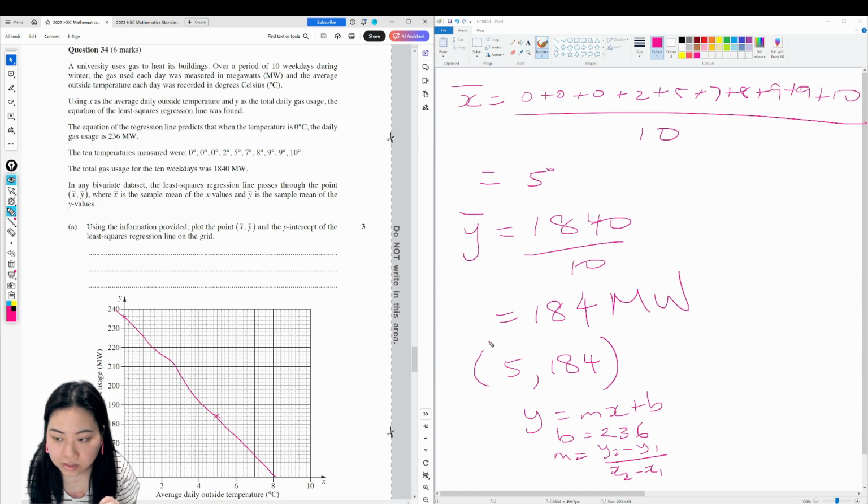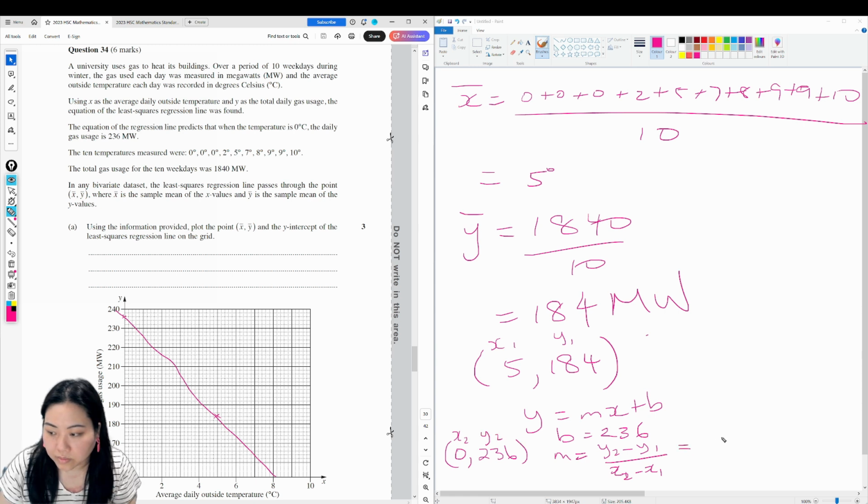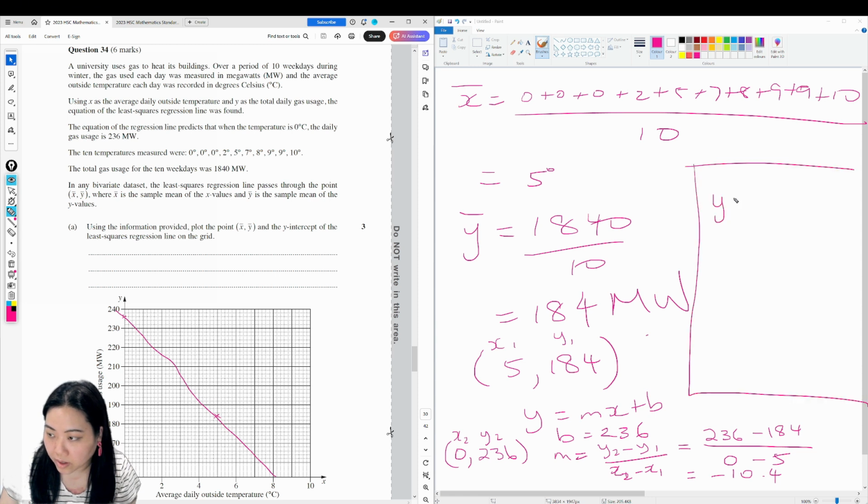Make this x1, y1. Our second point would be the y-intercept, which would be 0, 236. This will be our x2, y2. Then we just follow the formula. y2, 236 minus y1, 184 over x2 minus x1. And that gives us negative 10.4. Therefore, the equation of our line is going to be y equals negative 10.4x plus 236.